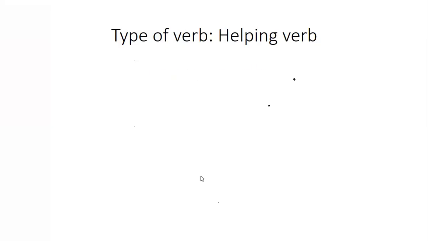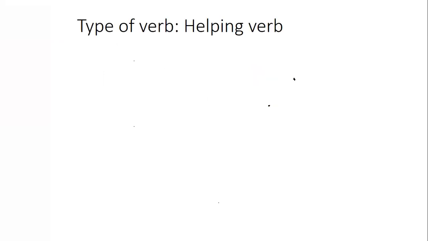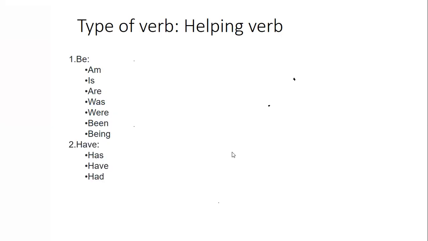What are helping verbs? He is singing in the choir. Singing is the action verb, but with singing, there's a helping verb which is is. So is the helping verb. Let us see one more example regarding helping verbs. In fact, let us see which are the different types of helping verbs. Am, is, are, was, were, been, being, has, have, had, does, do, did. These are all helping verbs.